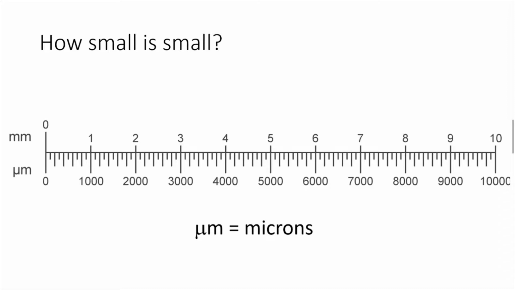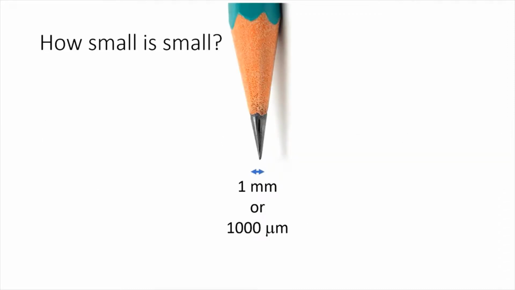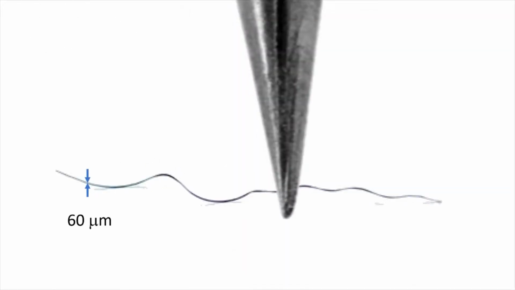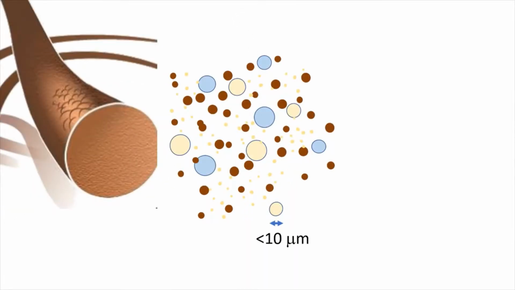So, for example, the end of a sharpened pencil is about 1 millimeter, or 1,000 microns across. A human hair is much thinner, at about 60 microns across. But the particles in the air are even smaller still. The ones we breathe into our lungs are 10 microns across or smaller.